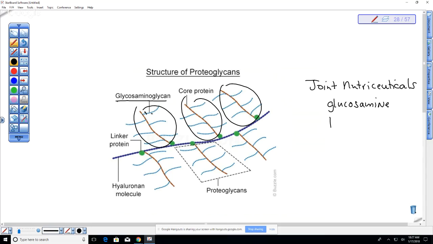You might see hyaluronic acid. And you might see also something that's called chondroitin, specifically chondroitin sulfate. So they're kind of expensive to buy, right? And there is some question as to whether or not they actually work.